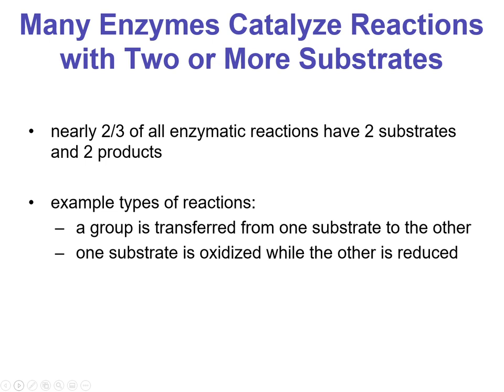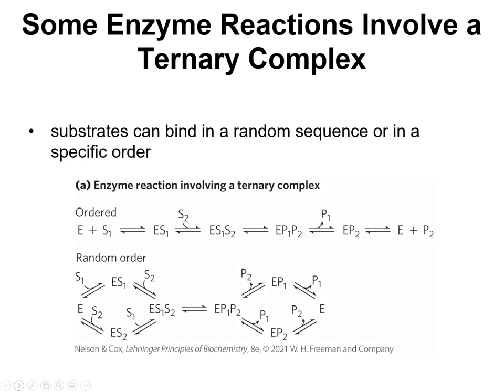You can also have redox reactions. You've got something being oxidized, something being reduced. So multiple substrates. And some reactions involve ternary complexes. So you've got enzyme, it binds substrate, it binds another substrate, and then it does some chemistry.